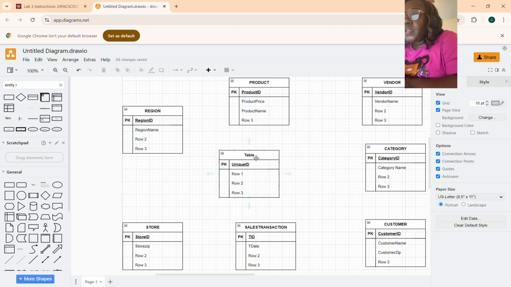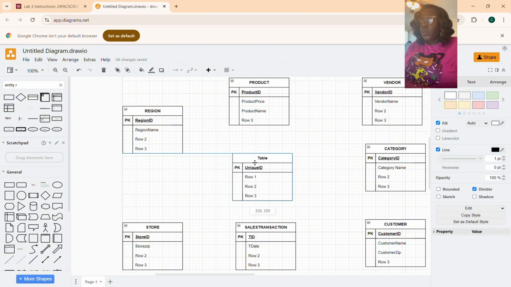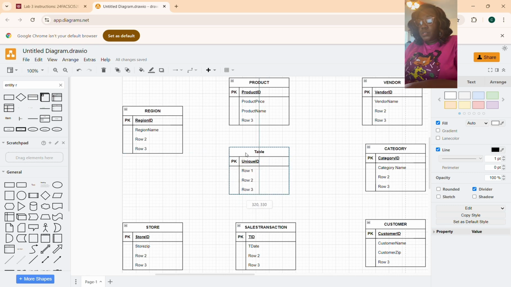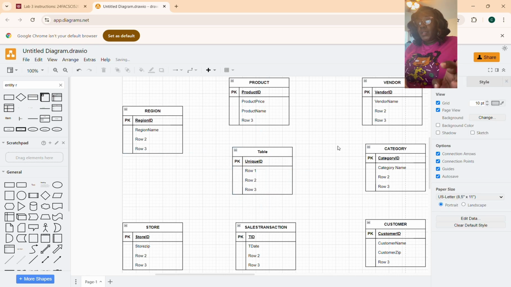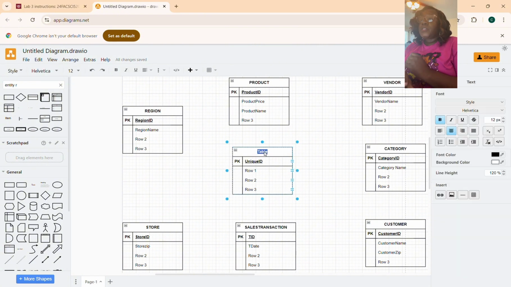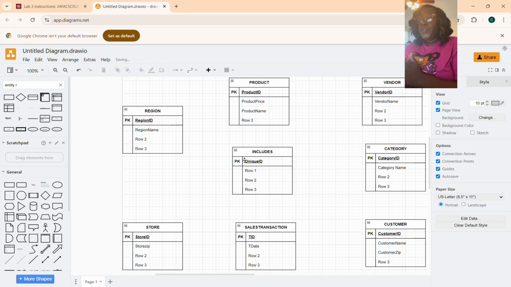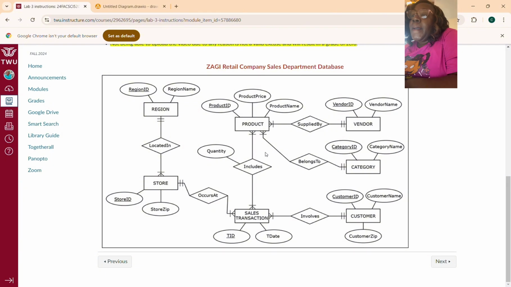You're going to put this table right here in the middle. Try to make it as even as you can. I know it's hard sometimes. And this table right here, we are going to call includes. This is how you're going to connect these. When you look back at these, you see product and sales transaction. Because it's a many relationship, you have two different ones by the M symbol. Product is by the M symbol, but sales transaction is also by the M symbol.